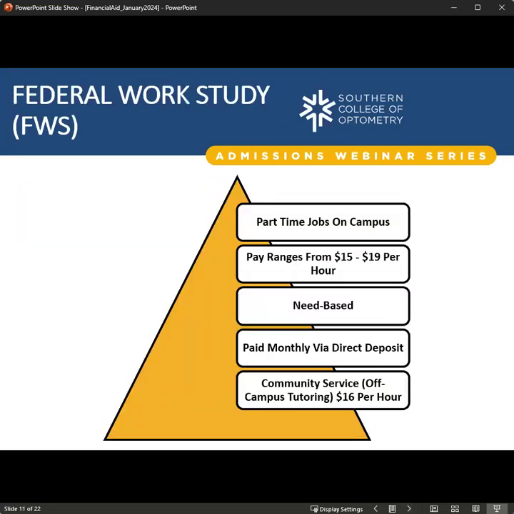Also, we offer federal work study. Those are part-time jobs on campus, and we are going to offer some in the community. The pay ranges from $15 to $19 per hour. It is need-based, so you must qualify based on your FAFSA information for work study, and you will be paid monthly via direct deposit. If you happen to get a job in the community, and typically those are going to be tutoring positions, they pay $16 per hour. Next slide, please.